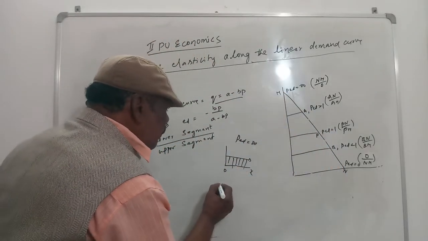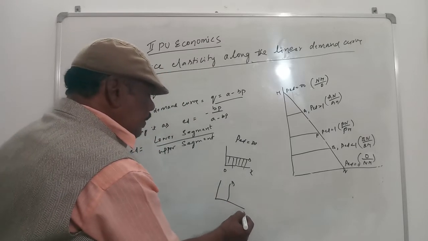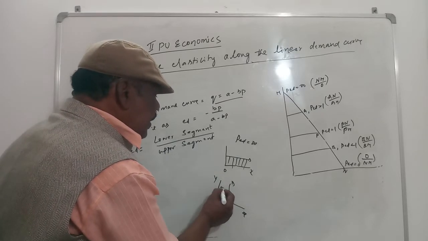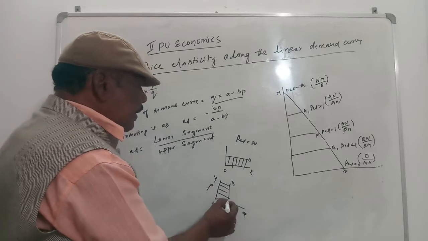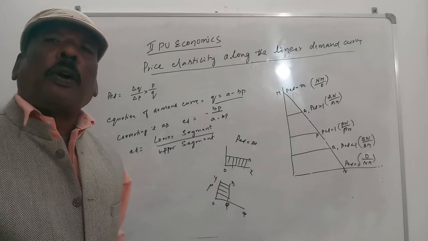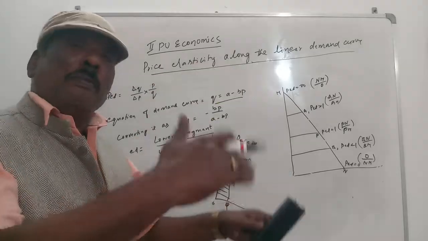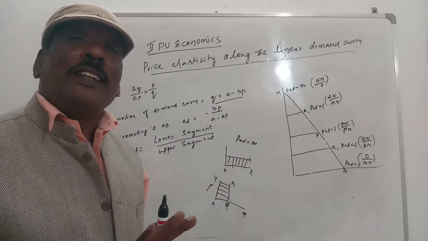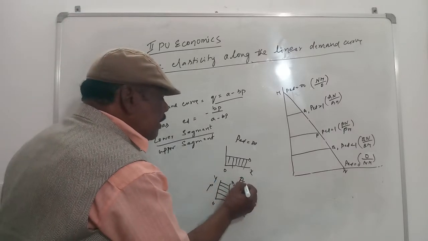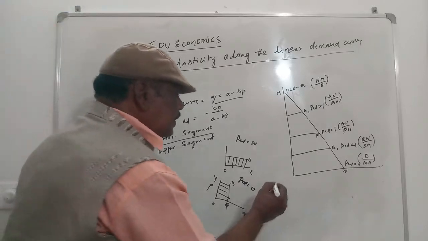Now coming to the other one. Here this is the demand curve and this is OX and this is OY. And whatever may be the changes in price, this is price, the demand remains the same. There will be no changes. So it is called perfectly inelastic demand. There may be changes in price, but the demand does not change. It remains constant. And in this case, we say PED is equal to 0. Got it? Okay, now let's go to the third one.